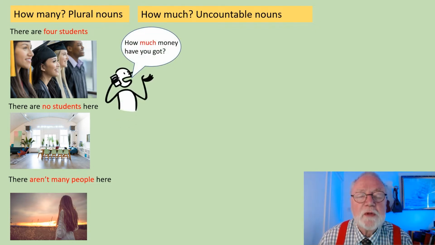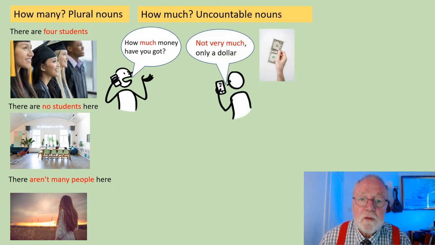When I use how much, I'm usually referring to uncountable nouns. So I could say, how much money have you got? Not very much, only $1. So again, not very much is not a defined amount, but we know it's a small quantity.